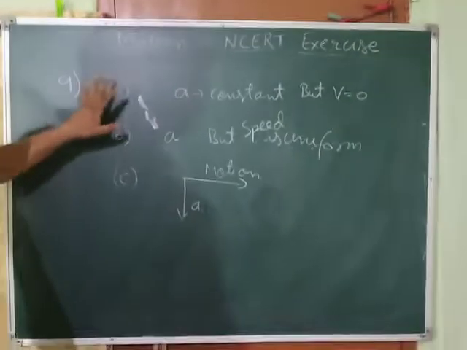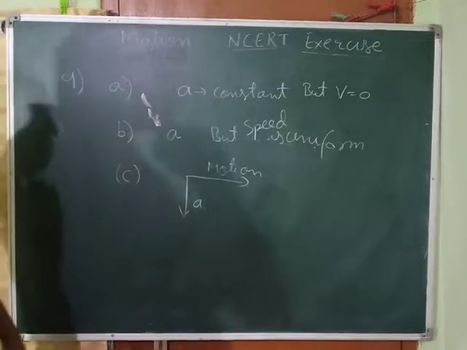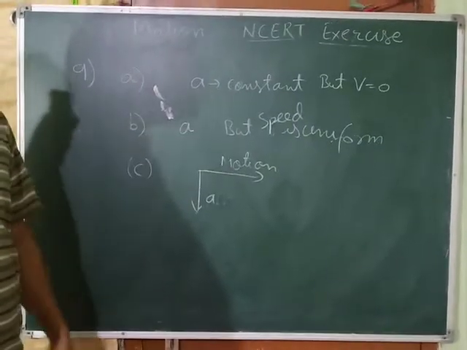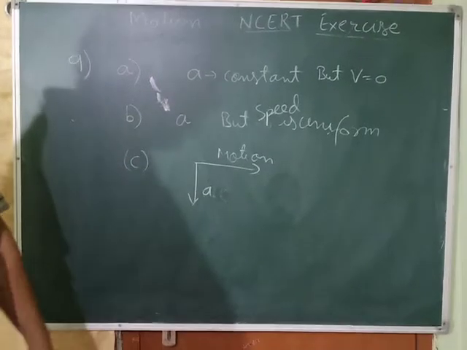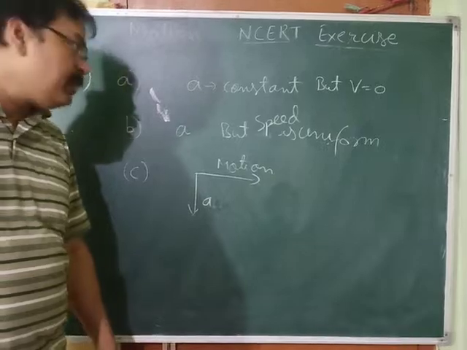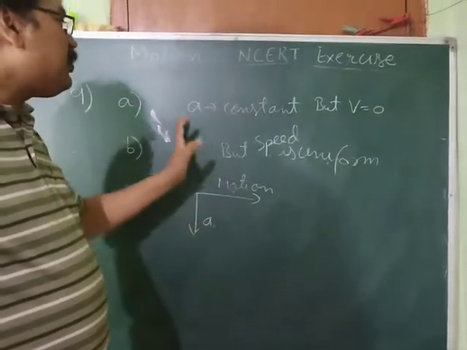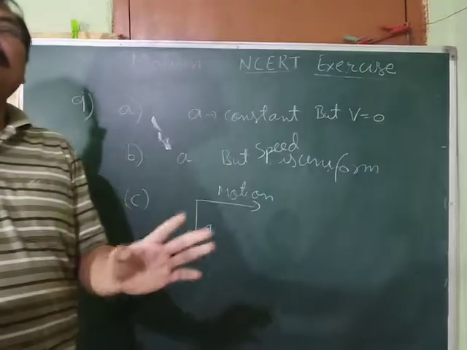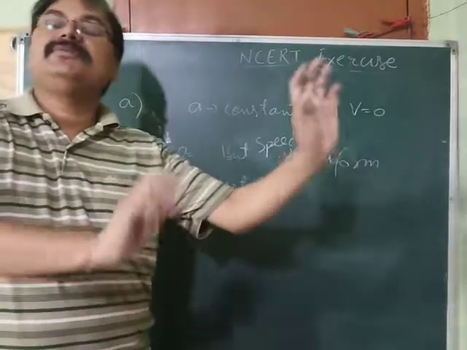In question number 9, 3 parts are there, okay, and it has been stated that you have to tell whether these 3 situations are possible. If possible, then give the example, okay. Now let's see the first part. What does the first part of the question say? It says that a body is having constant acceleration but its velocity is 0. Is it possible that a body has constant acceleration but velocity is 0?